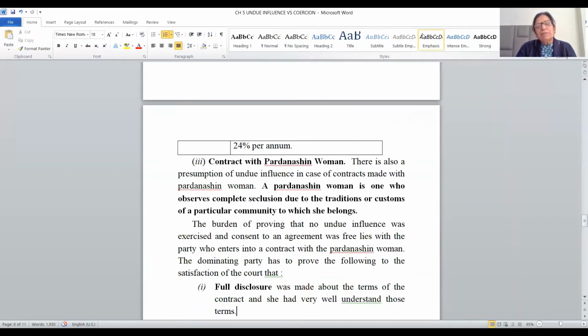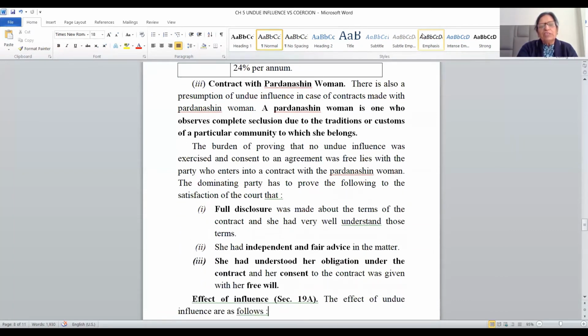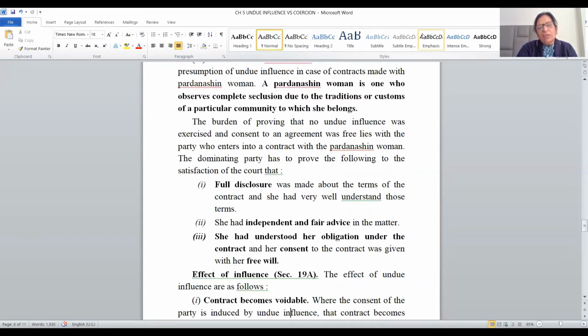So friends, in all these presumption cases, the burden of proof lies with the weaker party. But here the stronger party has to prove that the Padhanashin woman's consent was free, it was not caused by undue influence. He or she has to prove that full disclosure was made about the terms of the contract. She had independent and fair advice in the matter. She had understood her obligation under the contract. So friends, all these disclosures are to be made by the stronger party.